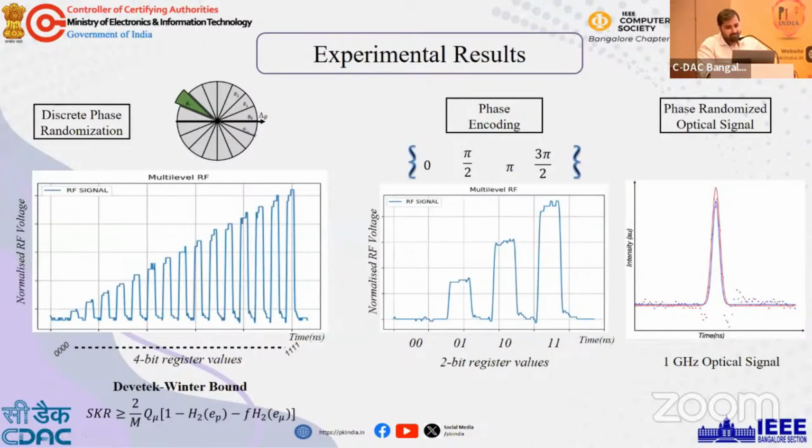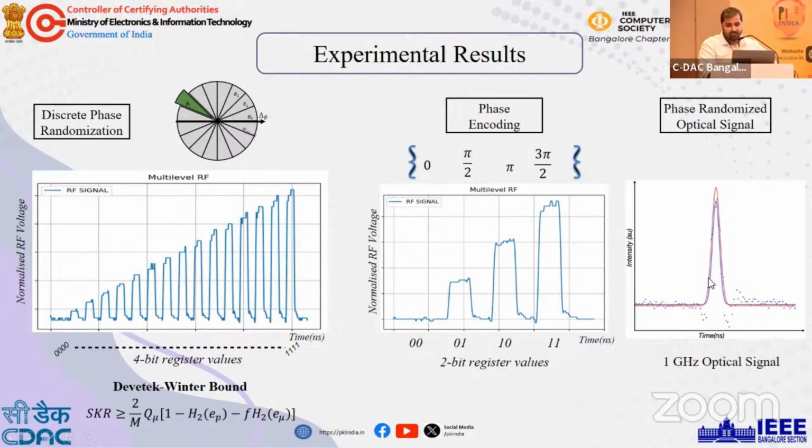So these are our experimental results. What we have done is discrete phase randomization with the CW laser and the electro-optical modulators. These are 4-bit register values that are coming from the QRNG. Whenever a random 4-bit register comes, it randomly selects one of the phase slices from 0 to 2 pi, and it randomizes the phase. So we are doing 16 phase slicing. Apart from this, we are doing phase encoding by using a 2-bit register. There are 4 different voltage output levels, and we can use these for phase encoding. Overall, this is the phase randomization optical signal.